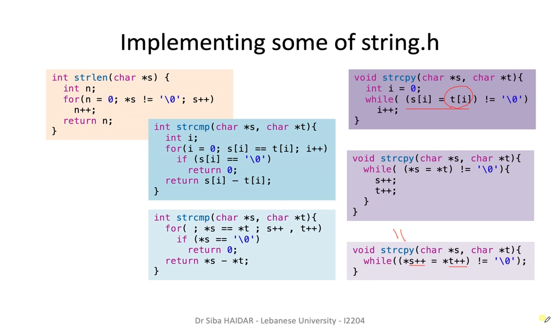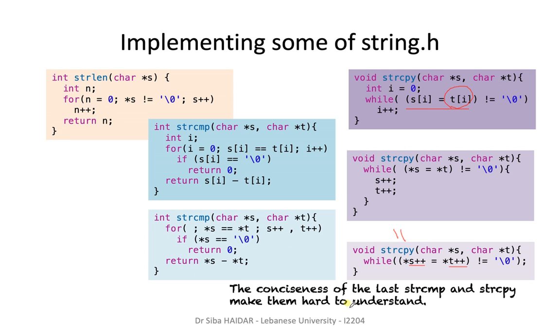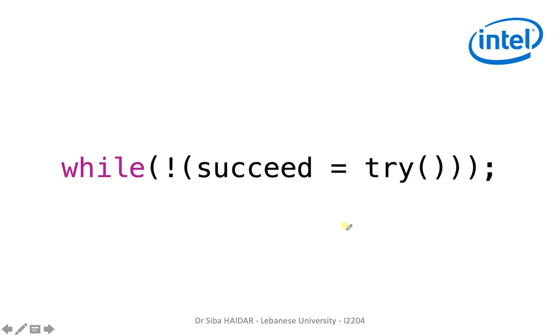So here we have seen three of the functions of the string.h library. The conciseness of the last strcmp and strcpy make them hard to understand. If you look at them, you will think this is very hard, but this is very easy in fact. And this reminds me of a statement which is of only one line, you are able to understand now.